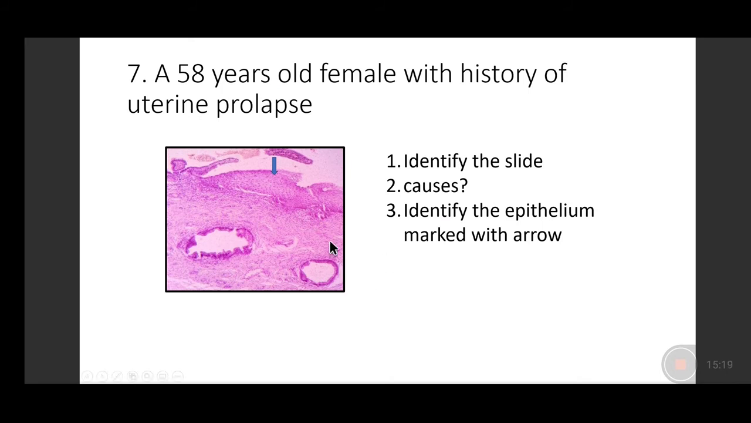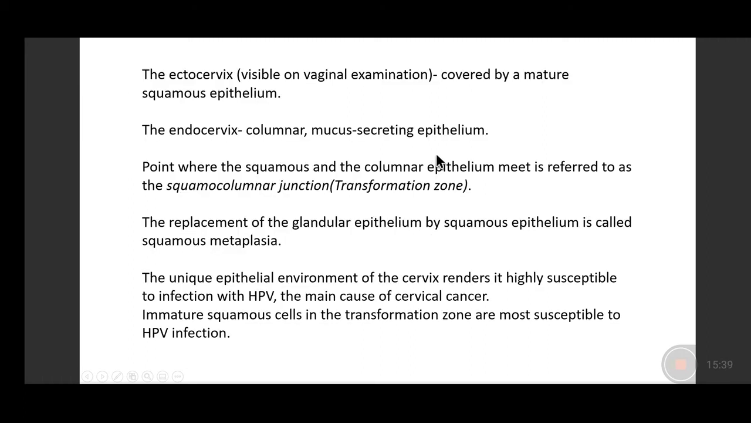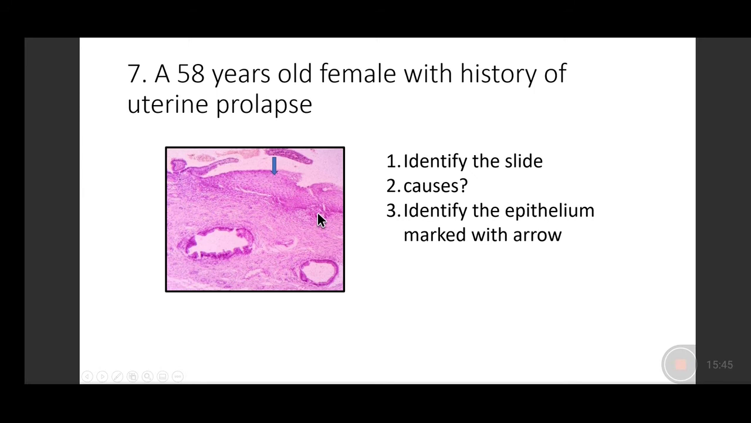In this, we have a 58-year-old female who presented with a history of uterine prolapse. What we can see over here is that the arrow-marked structure depicts the stratified squamous epithelium. You can see the various layers of the stratified squamous epithelium, and underneath that, some glandular structures are present. So in the cervix, we have both the squamous component as well as the glandular component.